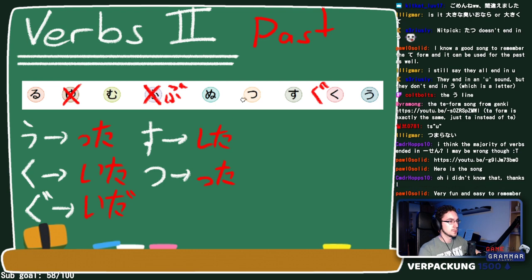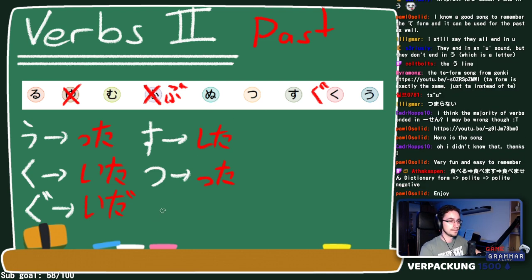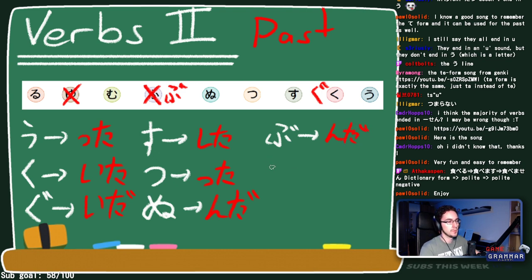All right. Nu would be nda. So very fun, easy to remember. Yeah, there you go. Nu is nda. So nu turns into nda. And last, the last few, bu is also nda. This is the issue with this pattern, that it has a few repeated ones, which can be tricky, but once you get used to it, it's really not an issue. So this is also nda. It doesn't have as much variation. Some of them overlap. Mu is also nda.